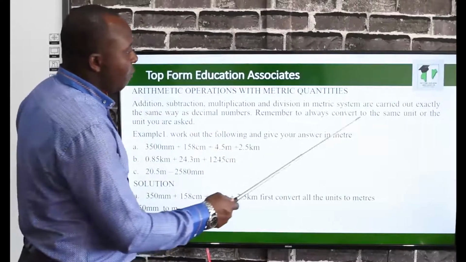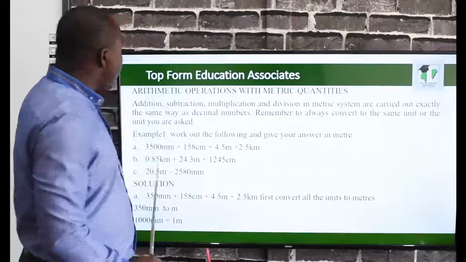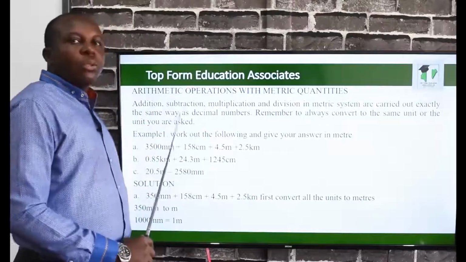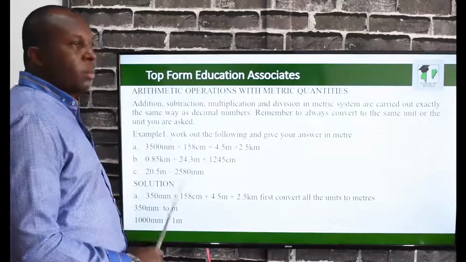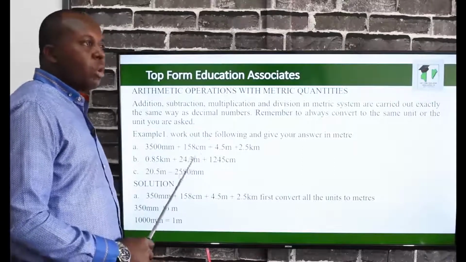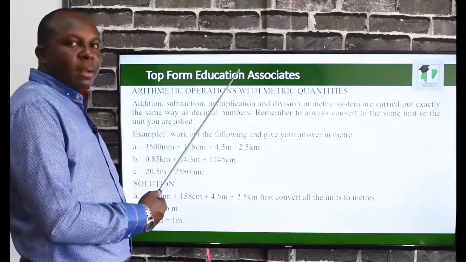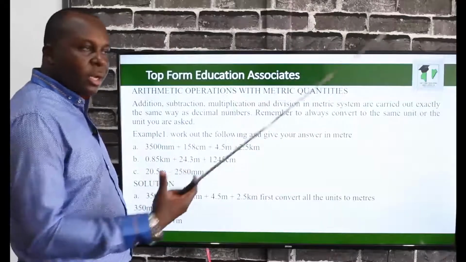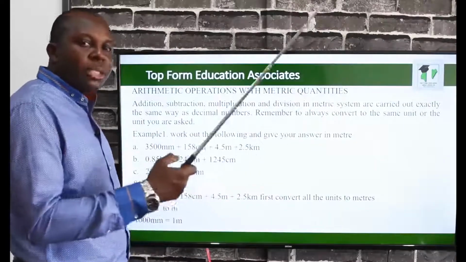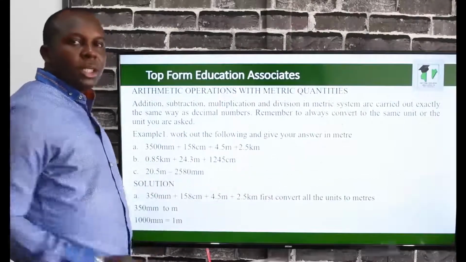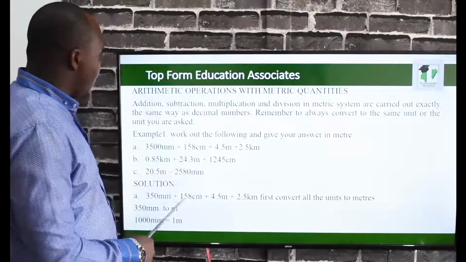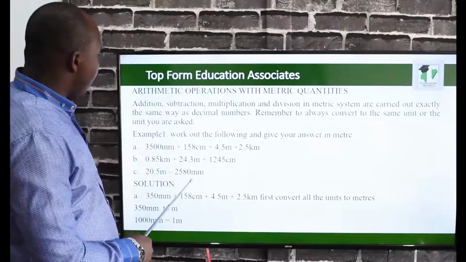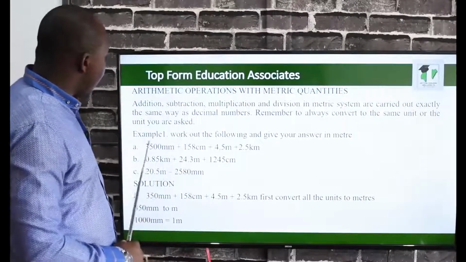Remember to always convert to the same unit, or the unit you are asked. This is what differentiates addition, subtraction, multiplication and division of metric quantities from decimal numbers. If the units are not the same, you convert to the same unit, or the unit the question asks you to convert to. We will see it in the consequent examples. So now let's look at example 1.